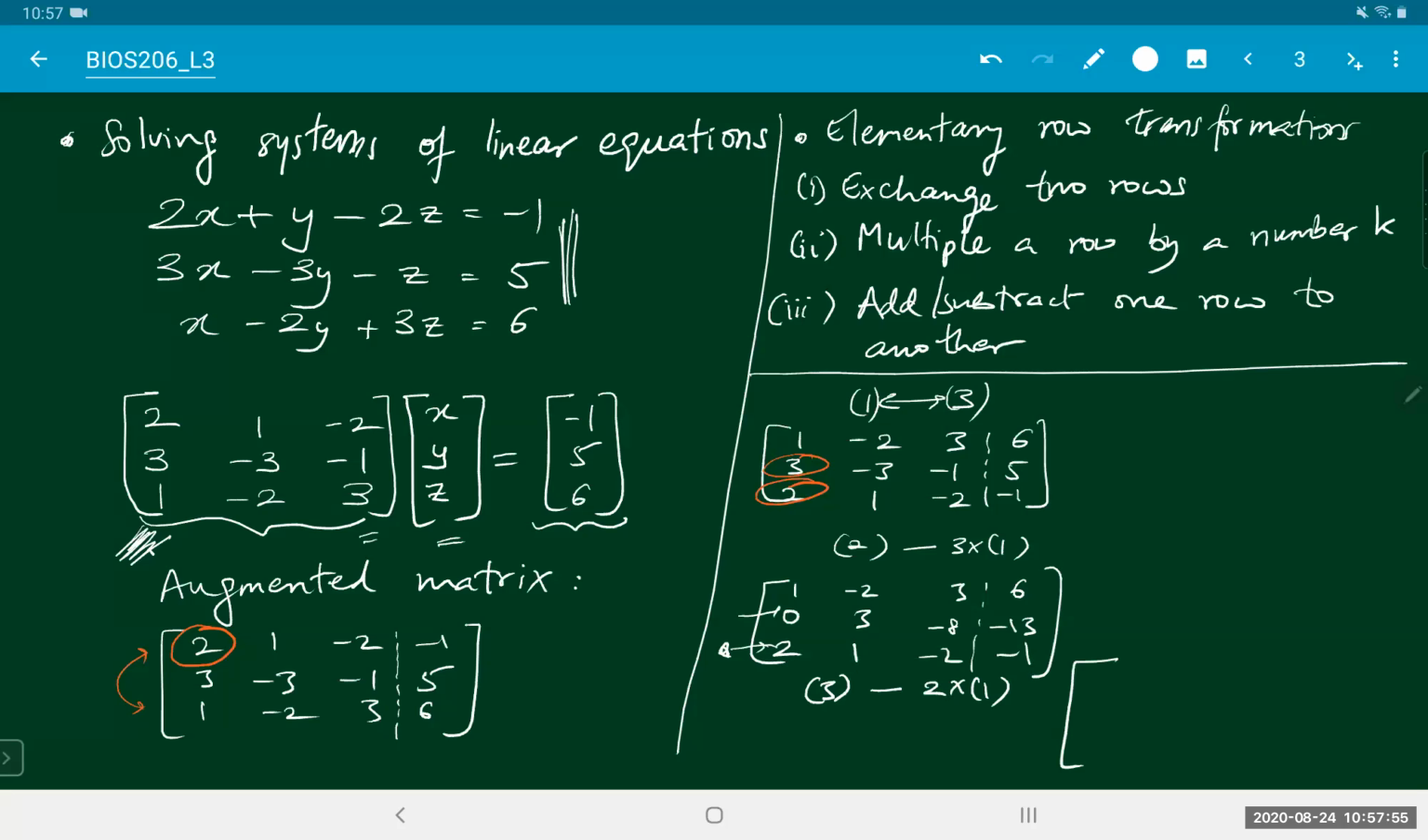So then, 2 minus 2 is 0. 1 plus 4 is 5. Minus 2 minus 6 is minus 8. Minus 1 minus 12 is minus 13. Why am I getting such similar numbers? Have I made a mistake? No, no. I hope somebody is doing this independently and checking my thing.